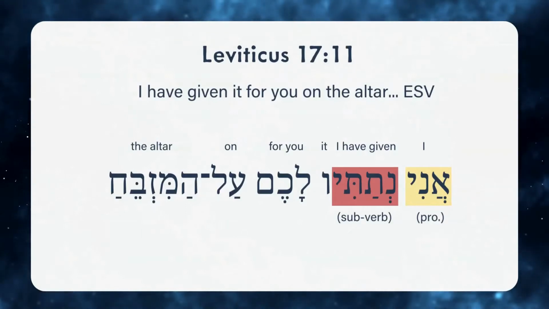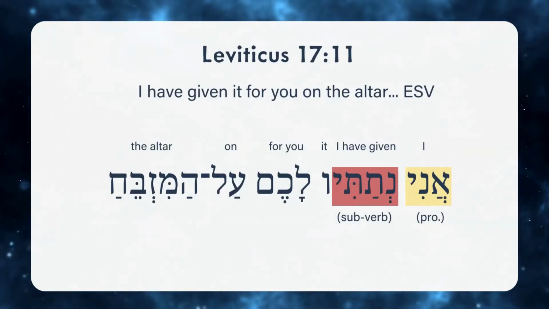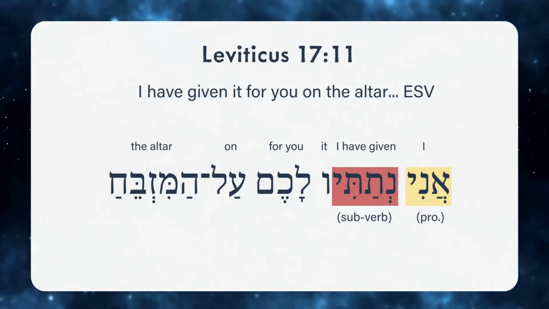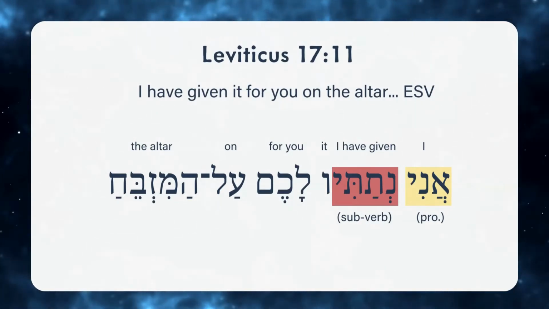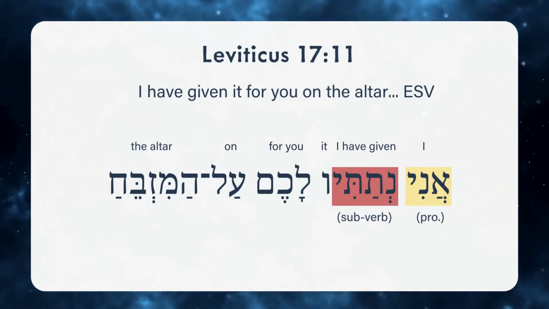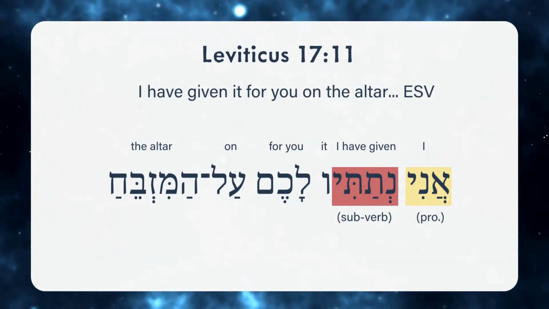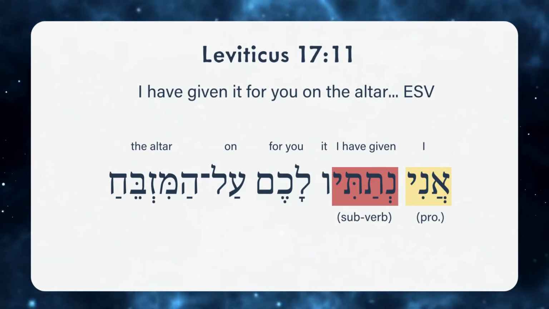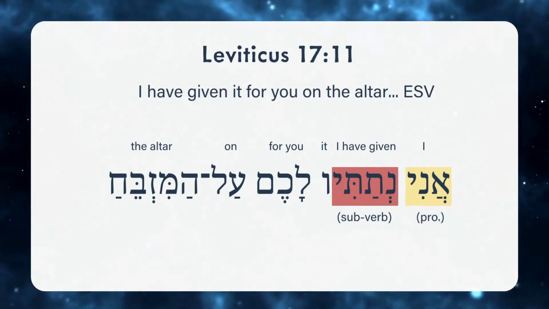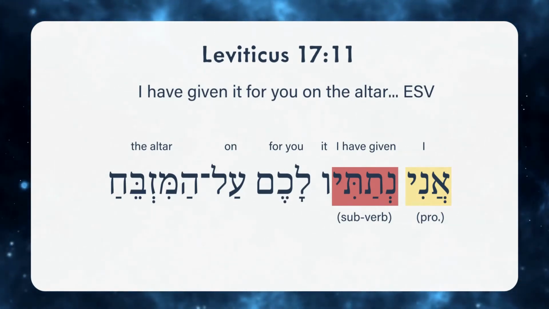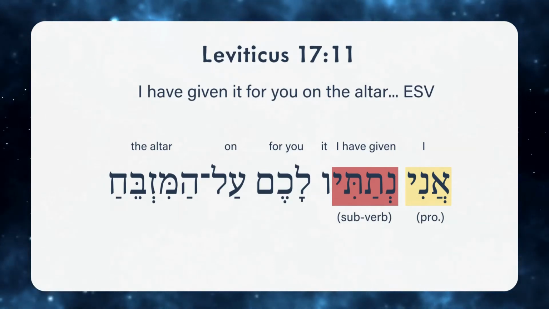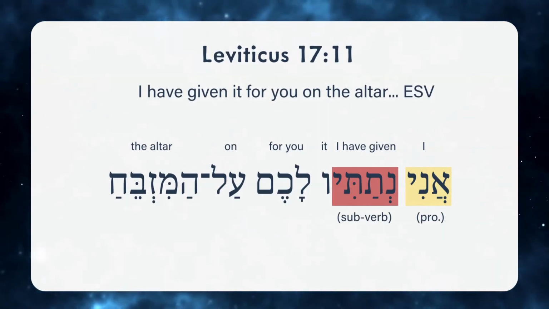This is from Leviticus 17:11. And so I'll go ahead and just read the whole verse for you at the top. It says, "For the life of the flesh is in the blood, and I myself have given it to you upon the altar to make atonement for your lives, for it is the blood by means of the life that makes atonement." You can see there in the ESV, there is no I myself. It's just I have given this sacrifice on the altar for you.